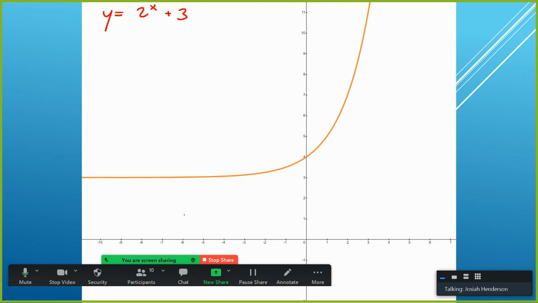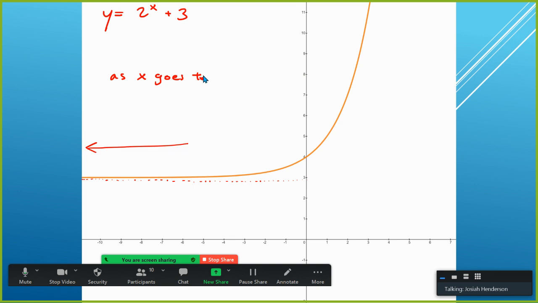So instead of approaching 0, can anyone tell me, as best you can, what this orange line is approaching as we go leftwards? What's the height of it? You can tell me in the chat or with your mic. Anyone want to take a guess at this? Okay, I see someone in the chat. Yeah, very good, Anaya. Thank you.